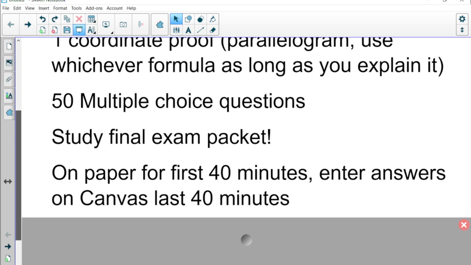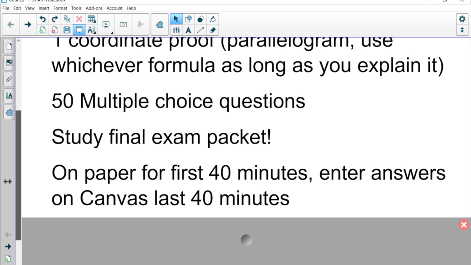Here's what we are doing for your benefit. For your benefit, you will do better on the test this way. The first 40 minutes, you're going to be handed a paper with all the questions. All 50 questions written out on paper, and you're going to have it just on paper. So you'll enter Canvas multiple choice, but for the first 40 minutes, the Canvas multiple choice will be closed to you, and you will just work on it on paper.